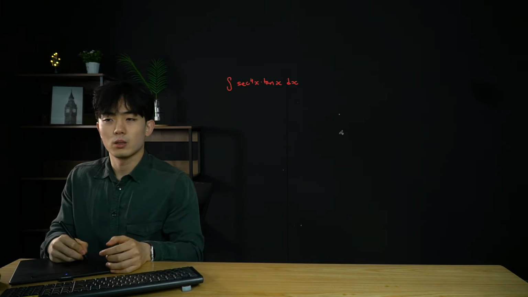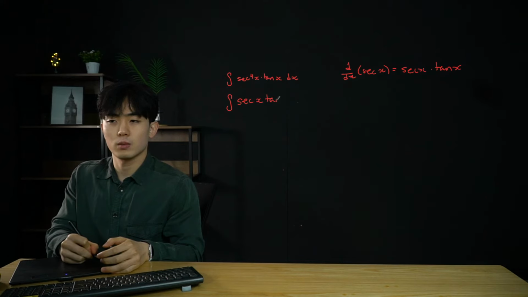So this integral here looks kinda in this form, right? Okay, this is to the power 4, this is to the power 3. So I can rewrite this as secant x tan x times secant to the power 3x dx. Okay, and as you can see, this is the derivative of this original function, raised to the power of n.